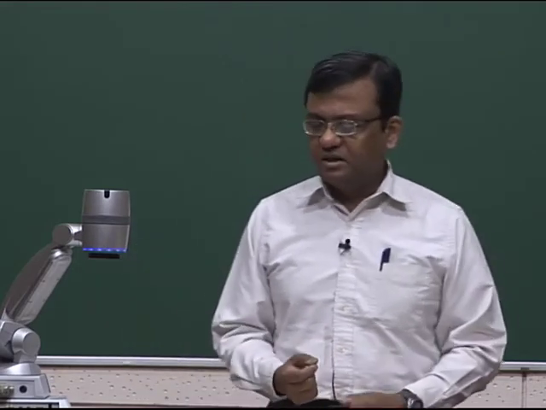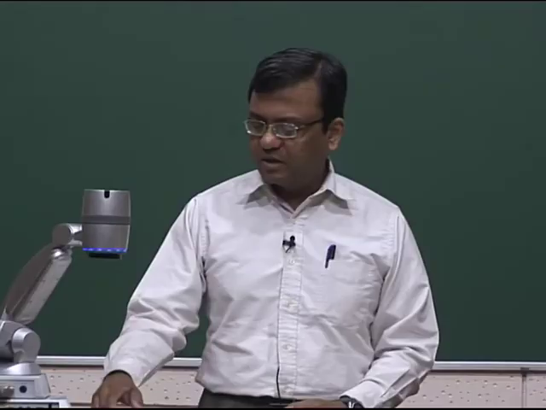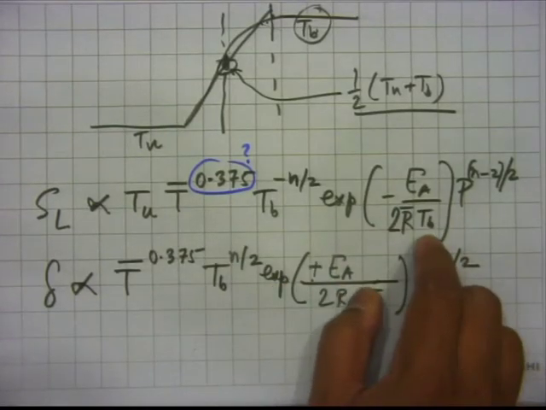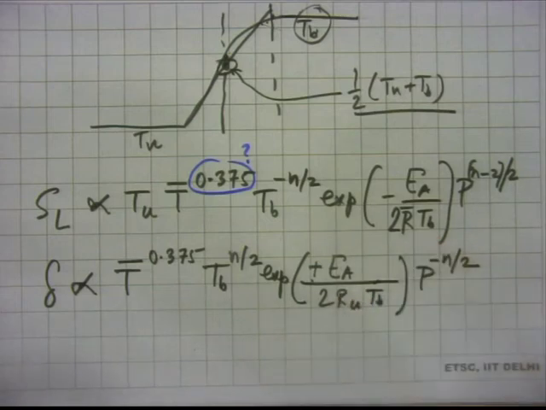So if you increase TU, you are also increasing T bar, and you are also increasing TB. We also know that the exponential function is strongly sensitive to changes in temperature. So you increase temperature TU, it will increase TB, and that goes in the exponential term, so that will give some increase in SL. Okay?